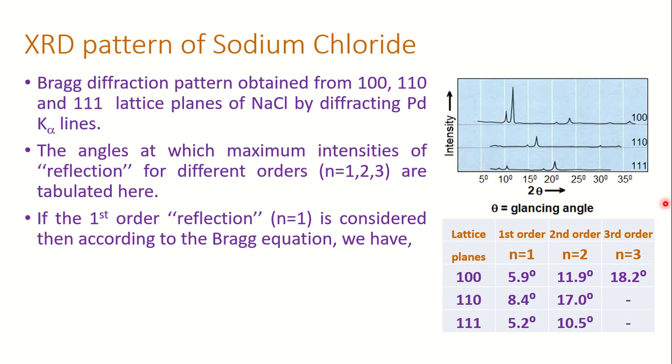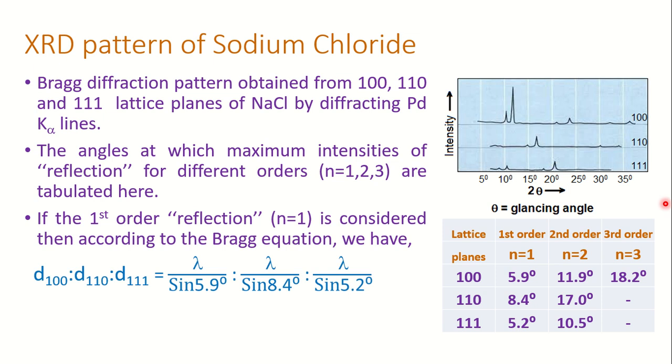So if the value of n is considered to be 1, then it becomes lambda equals 2d sine theta. Then in that case the d value should be lambda by 2 sine theta. Then if we take the ratio, this 2 in the denominator would be cancelled because this is a ratio. And the corresponding values are 5.9 degree for d100, 8.4 degree for d110, and 5.2 degree for d111.